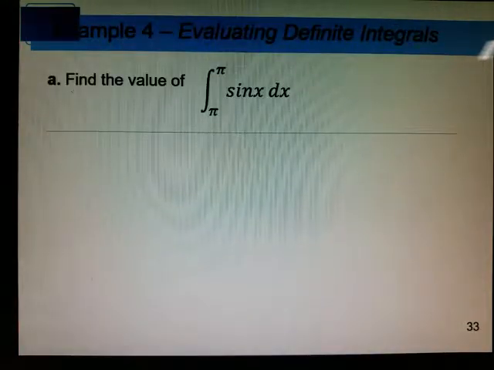So it says find the value of the integral from pi to pi of sine of x dx. Wait a minute. If I integrated it, I'm going to plug in pi minus plug in pi. Well, I'm plugging pi into the same thing in both of them. So therefore, that would be 0.